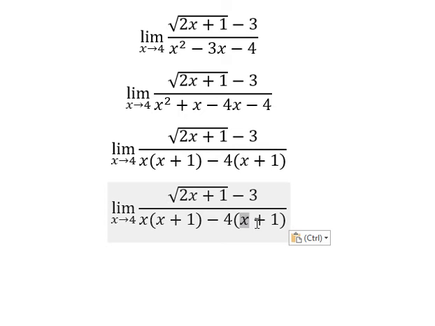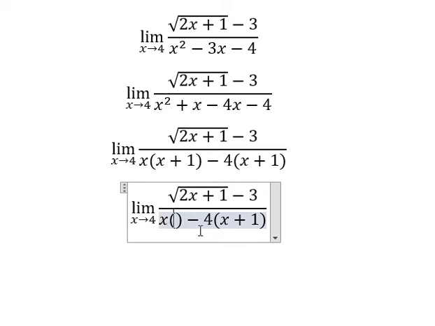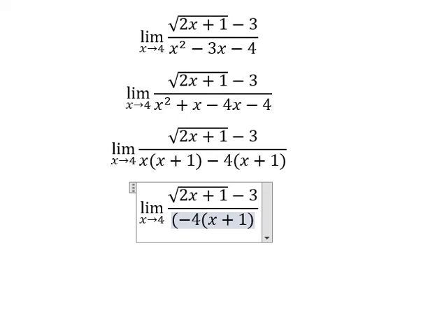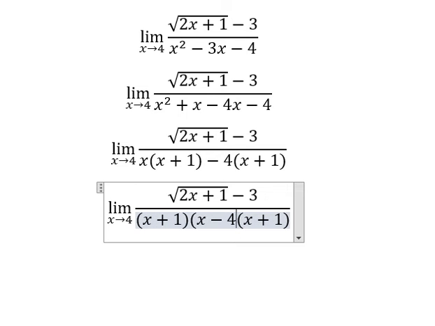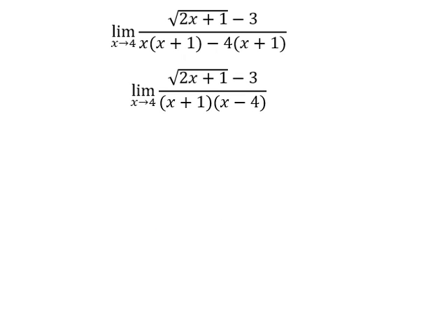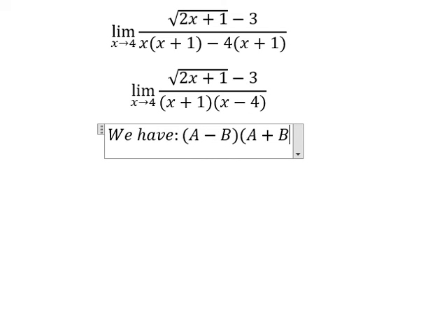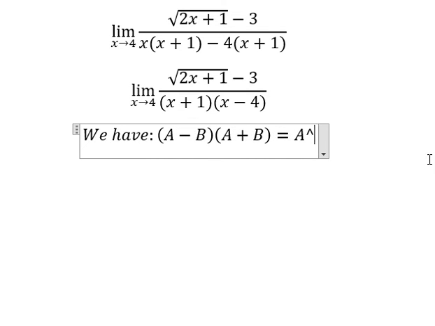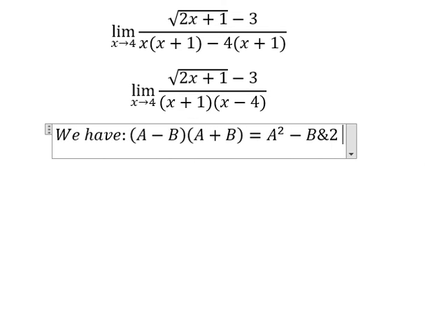So we have s plus 1, s plus 1. We can do another factorization. Next, we have the formula in here. That is (a minus b) multiplied by (a plus b) equals a squared minus b squared.